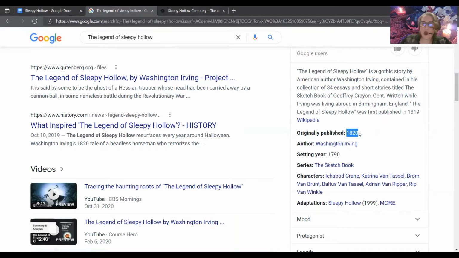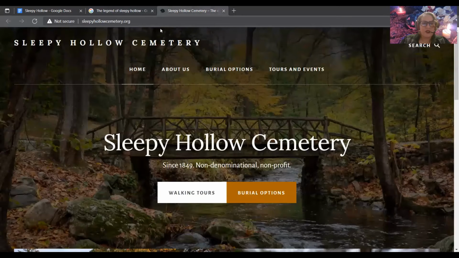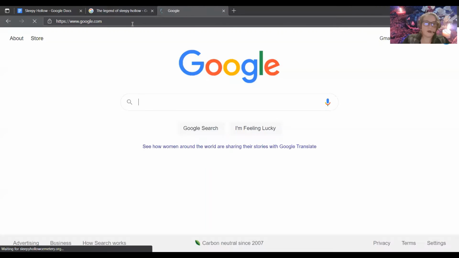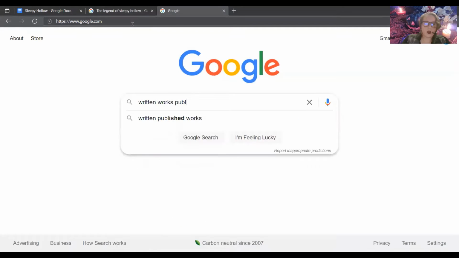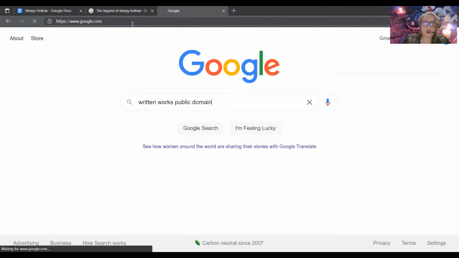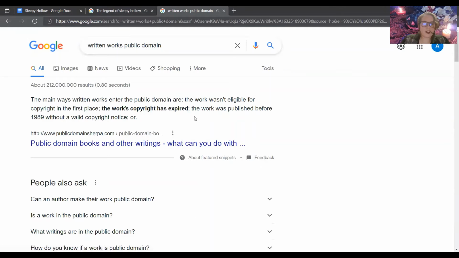But anyway, you want to know when it was published, because I think it's like 1885 for written works. For music, it's got a different date, but for written works, I think it has to be published after 1885. It used to be in the 1900s. It might still be in the 1900s. Let's actually look it up just so that I know what I'm talking about. The only thing this doesn't work for is Disney. The work was published before 1989 without a valid copyright notice.